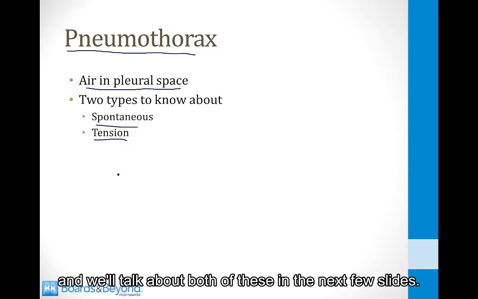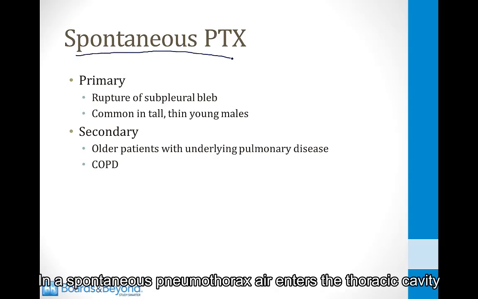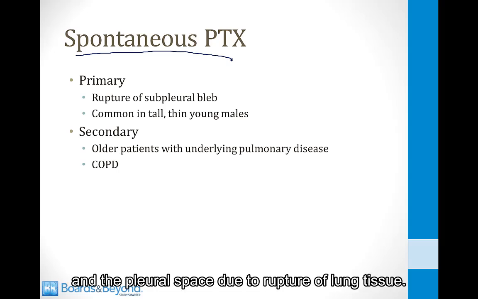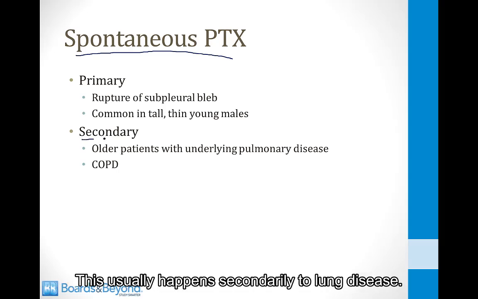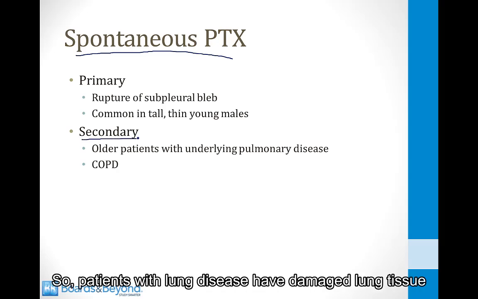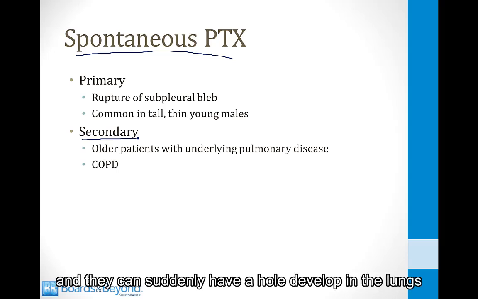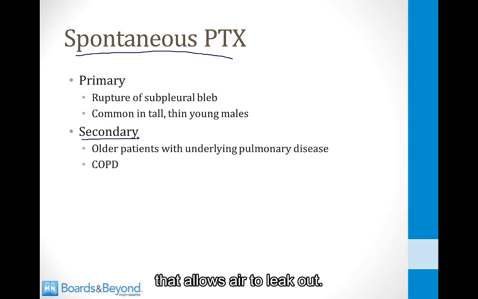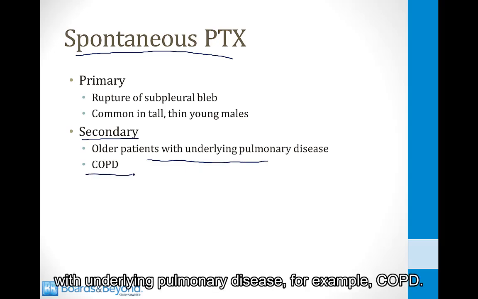In a spontaneous pneumothorax, air enters the thoracic cavity and the pleural space due to rupture of lung tissue. This usually happens secondarily to lung disease, so patients with lung disease have damaged lung tissue, and they can suddenly have a hole develop in the lungs that allows air to leak out. This is often older patients with underlying pulmonary disease, for example, COPD.